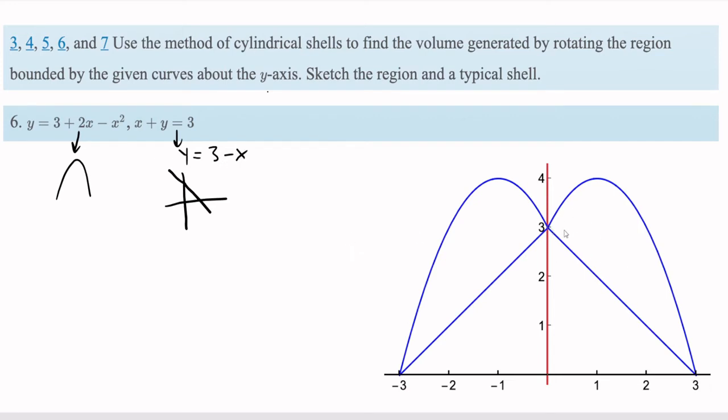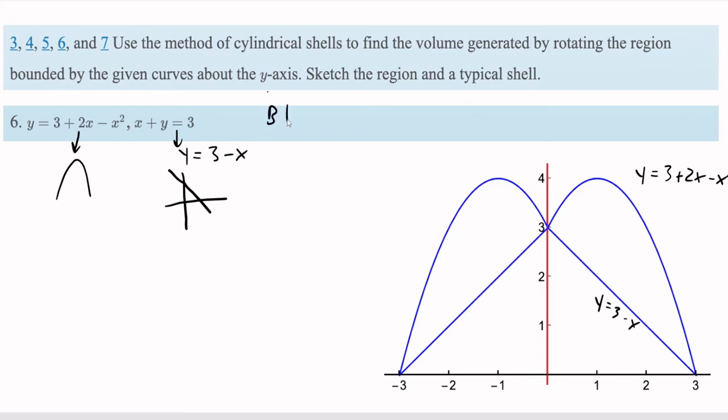So this line here is y equals 3 minus x, and this is the parabola, y equals 3 plus 2x minus x squared. Okay, so right here we see this region, which is our original region, and then we have rotated it 180 to get this region. So we can draw our picture.